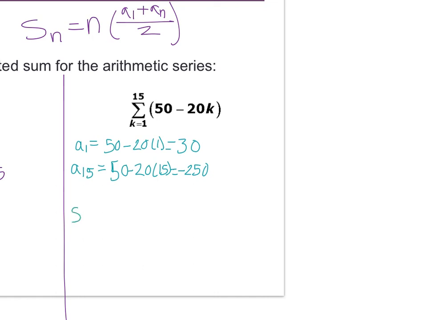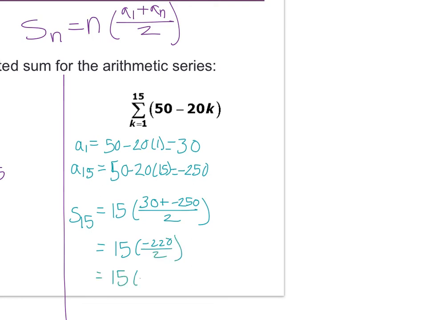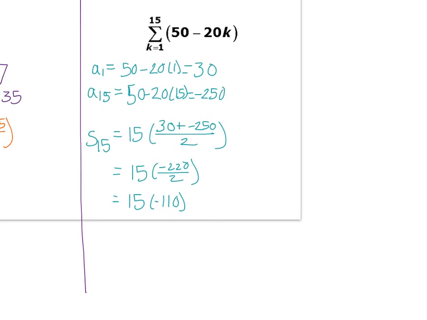Plugging it into the formula, S sub 15 equals 15 times 30 plus negative 250, all divided by 2, getting us 15 times negative 220 divided by 2, which equals 15 times negative 110, getting us our final answer of S sub 15 equals negative 1,650. And that concludes the lesson on 9.3.